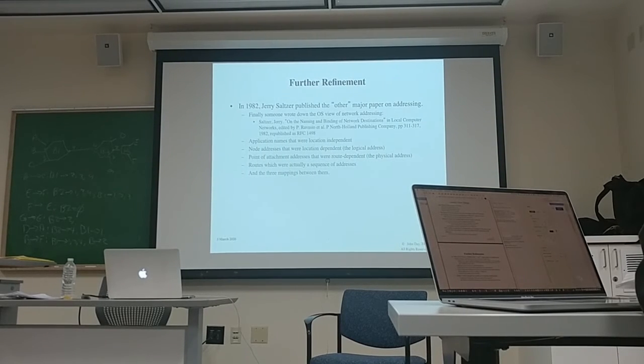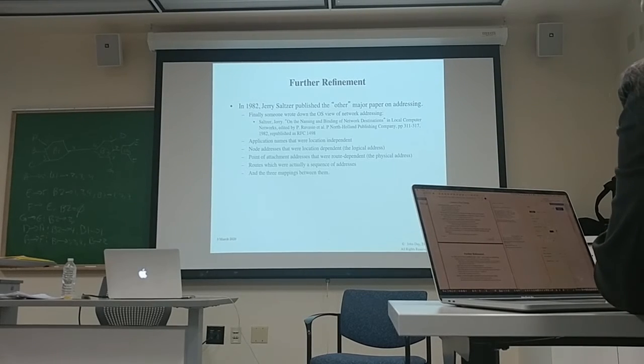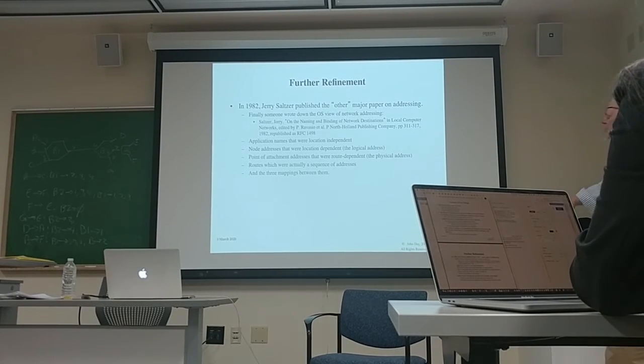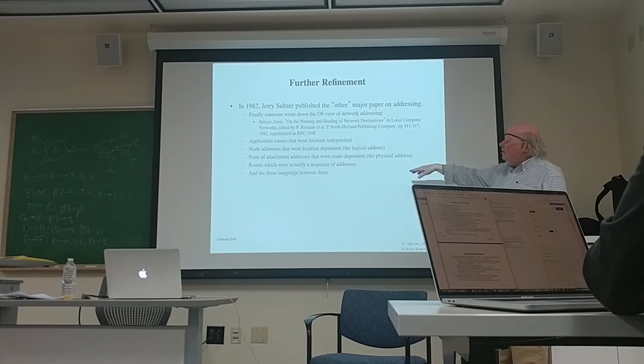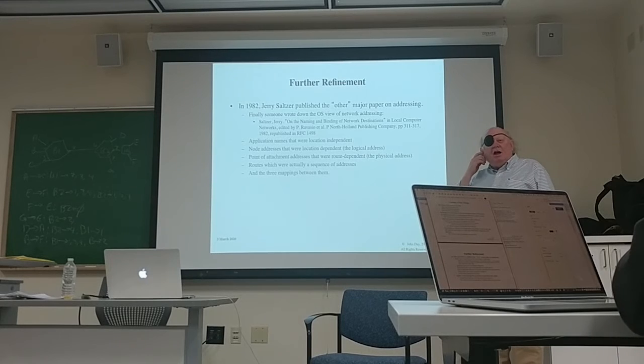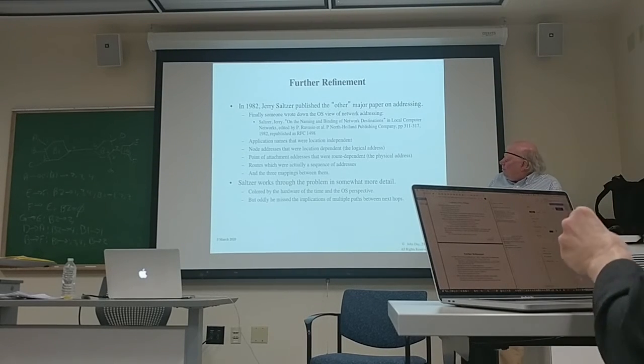Further refined, in 1982, Jerry Saltzer publishes the other major paper. Finally, someone wrote down that there were application names, node addresses, points of attachment, and then routes were actually the sequence of addresses. And then the three mappings between them. Jerry is an operating system guy, and he was doing exactly what operating systems do.